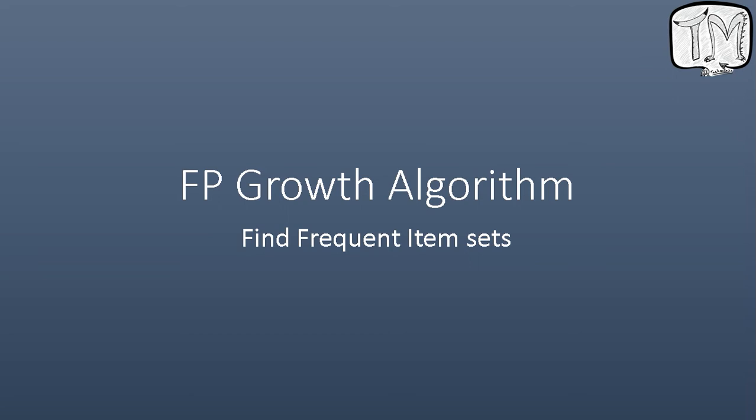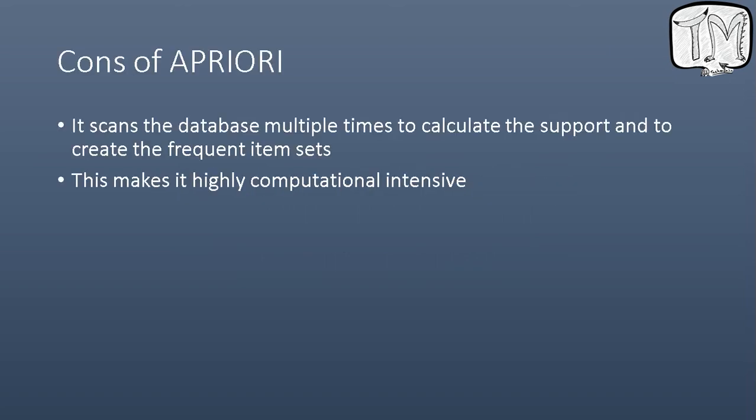In my previous video, I covered how to create frequent item sets and how to create association rules using the Apriori algorithm. In this video, we will learn how to create frequent item sets using the FP growth algorithm, which is the frequent pattern growth algorithm. First, let's look at the shortcomings of the Apriori algorithm.